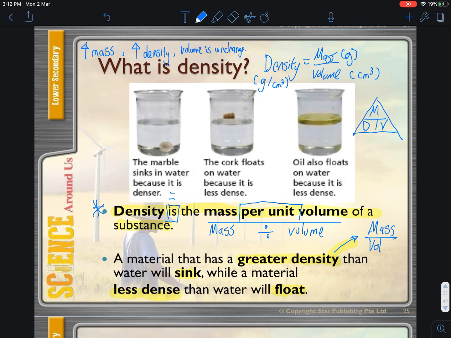Okay. The other way you can also see is that when the volume is greater, density will become smaller. And this is assuming that mass is unchanged.